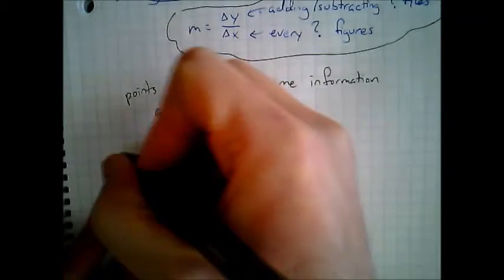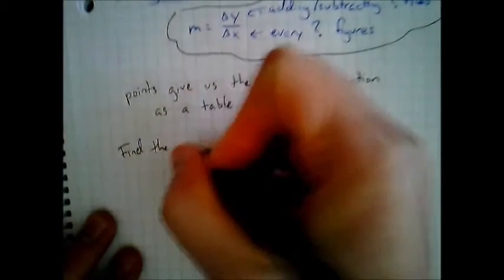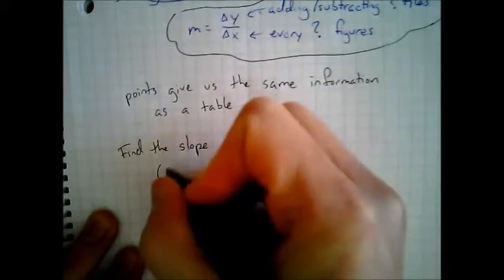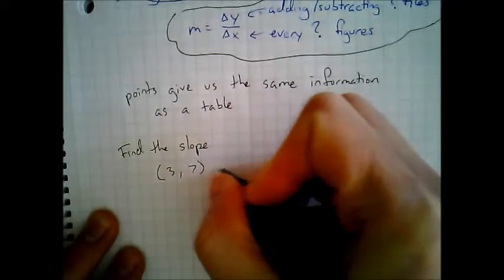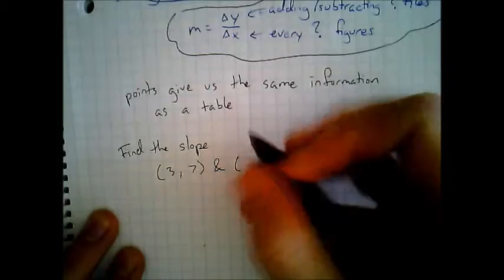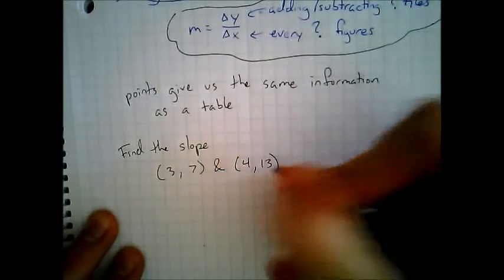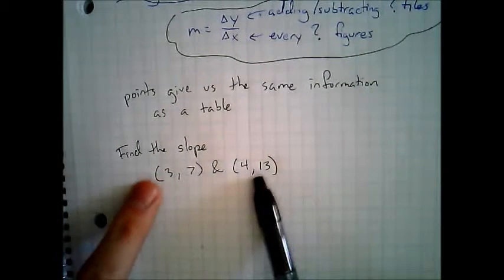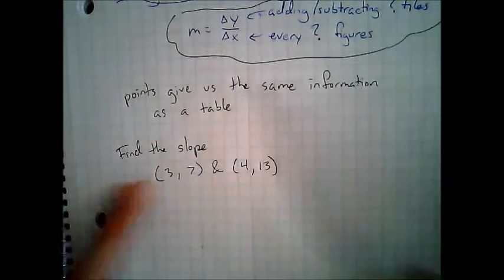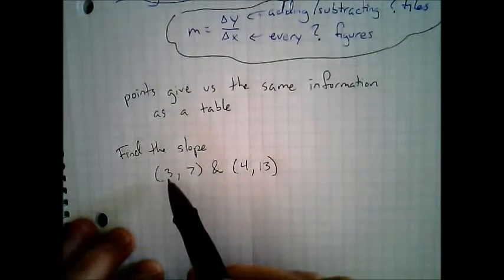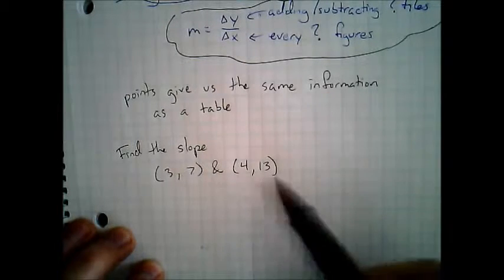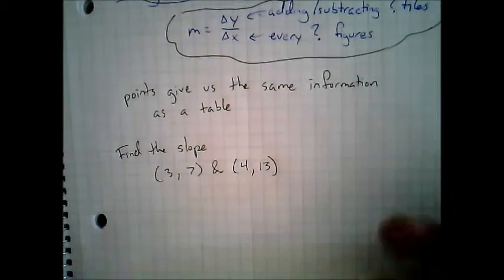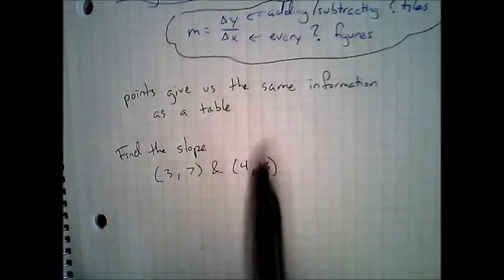So if it says, find the slope through the points, it'll give us 2 points. It'll say find the slope of the line through the points 3, 7 and 4, 13. Now again, the information given to us from a pair of points is the same as the information given to us in a table. This point means figure 3 has 7 tiles, and this point means figure 4 has 13 tiles. So we still find delta y and delta x. We want to know how many tiles we're adding or subtracting and over how many figures.